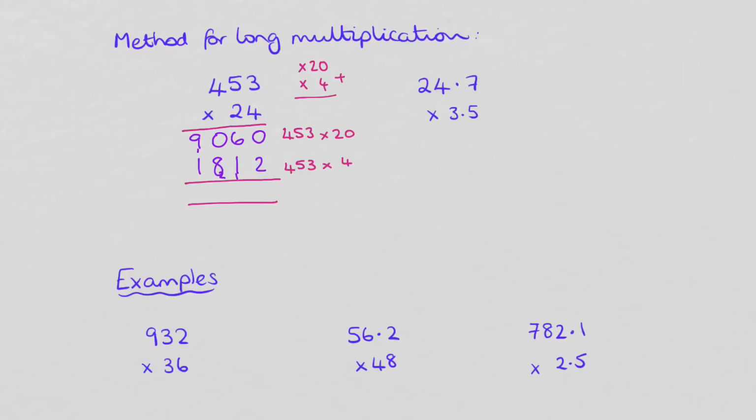Okay, so we know that if we've got 453 times 20 and we add that to 453 times 4, then we must have worked out 453 times 24. So we just add now. 0 add 2 is 2, 6 add 1 is 7, 0 add 8 is 8, and 9 add 1 is 10. So you can always check that on a calculator.